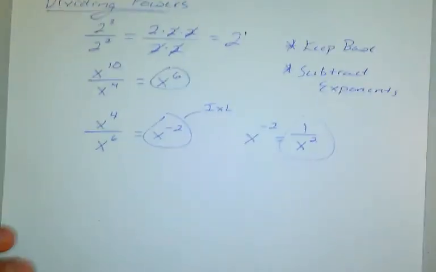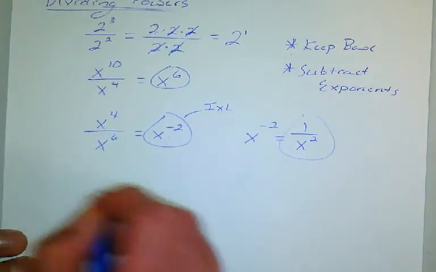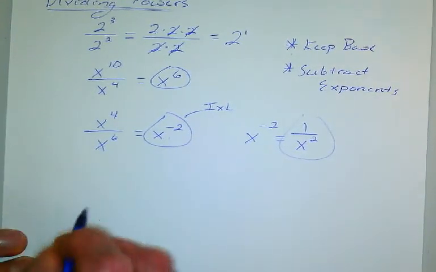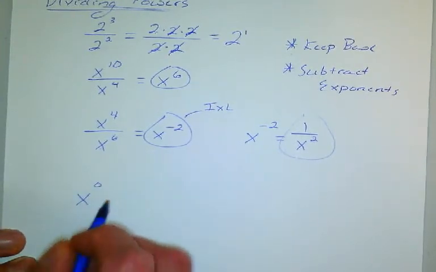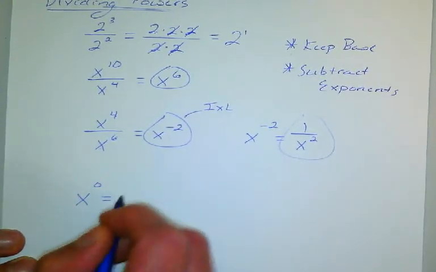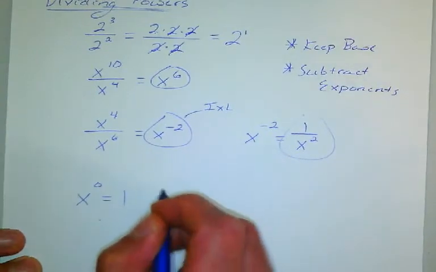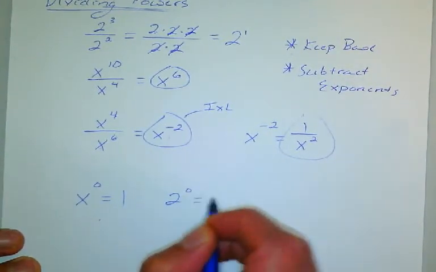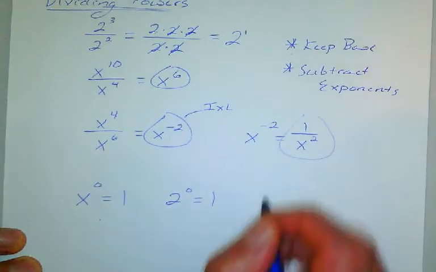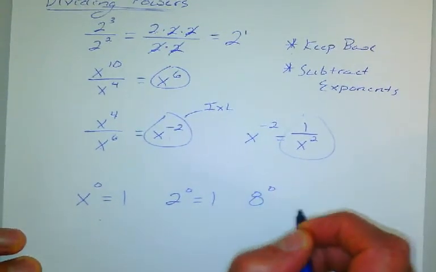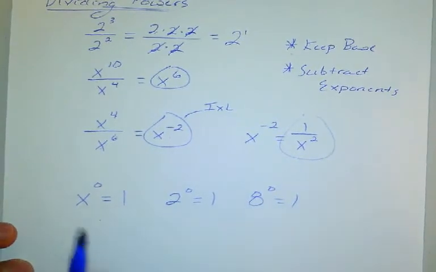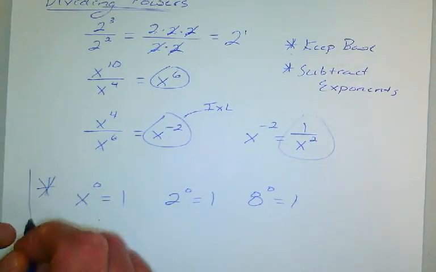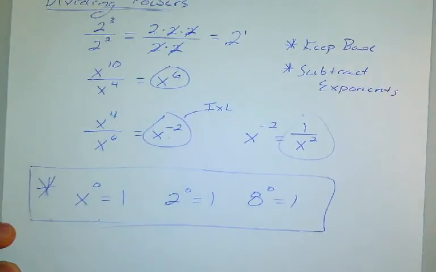One other thing that you need to know is that any base raised to the 0 power is 1. So if you have x to the 0 power, that's 1. If you end up with 2 to the 0 power, that's also 1. If you end up with 8 to the 0 power, guess what? It's also 1. So anything raised to the 0 power is 1. That's an important thing that you might come across as you practice in IXL.